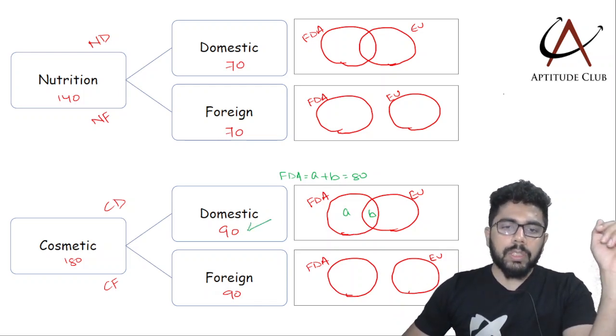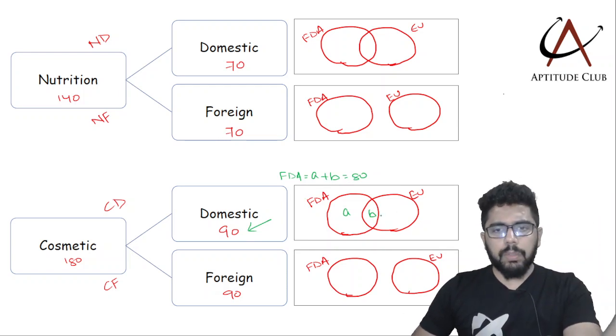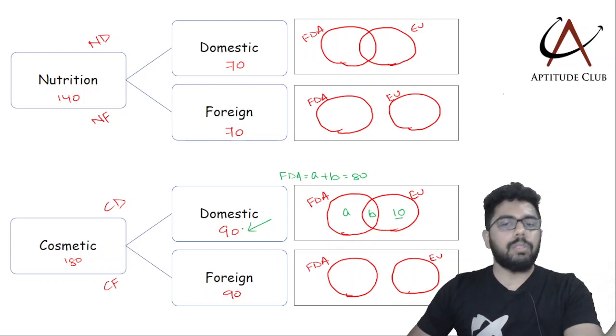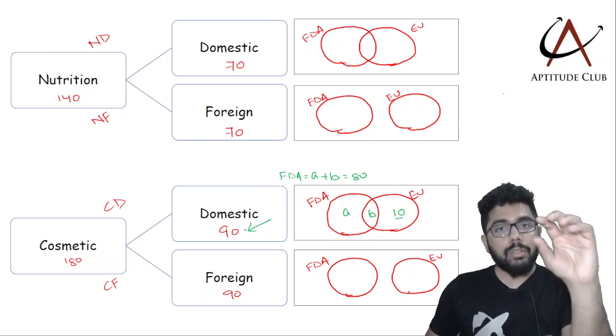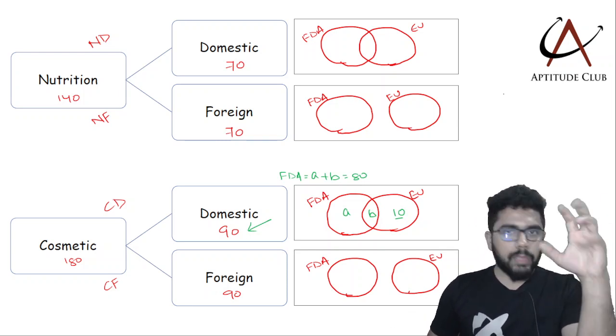Total domestic products is 90, out of which 80 are FDA, only FDA or both. So A plus B is 80. So this thing has to be 10. So 10 plus 80, I get total 90. That means 10 domestic cosmetic products are only EU approved. That we got.